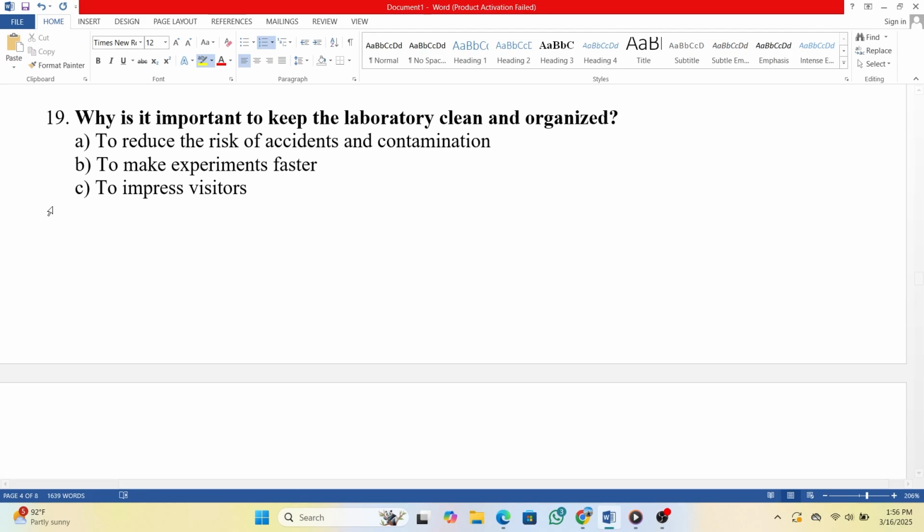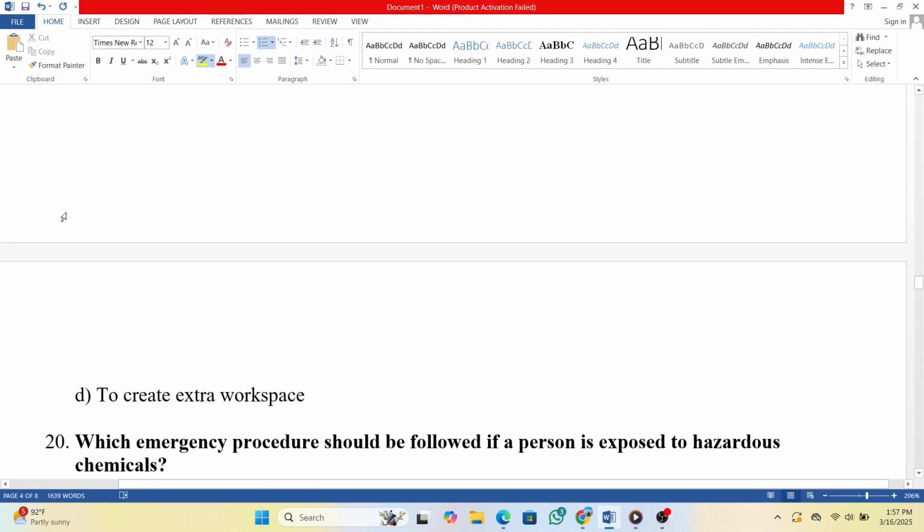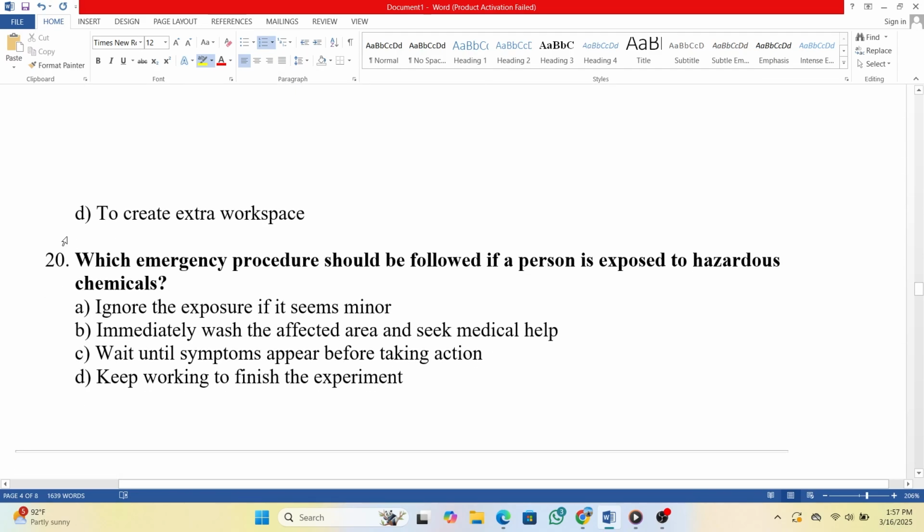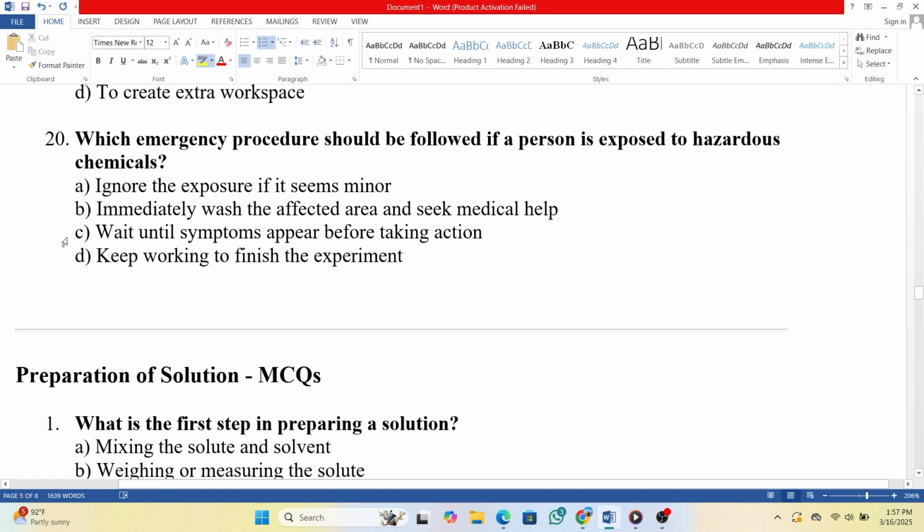A. To reduce the risk of accidents and contamination. B. To make experiments faster. C. To impress visitors. D. To create extra workspace. Answer, A. 20. Which emergency procedure should be followed if a person is exposed to hazardous chemicals?